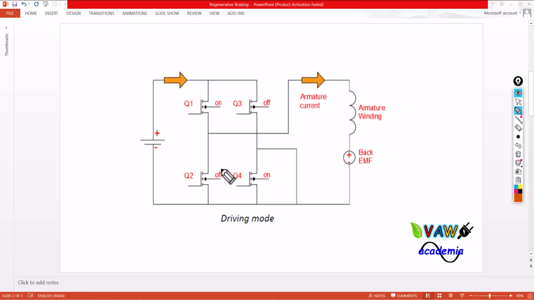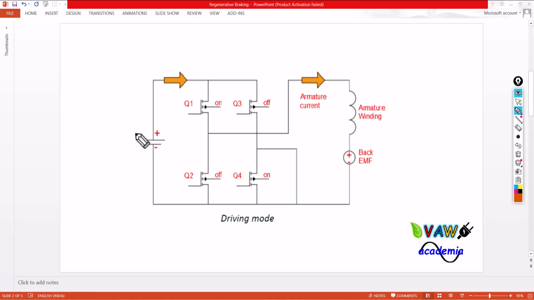This circuit consists of 4 switches Q1, Q2, Q3 and Q4. They are power electronic switches; you can use either IGBT or MOSFET. During normal driving mode, that means whenever the driver applies the acceleration, the switches Q1 and Q4 are in on state, whereas Q3 and Q2 are in off state. At this time, this is the flow of current in the circuit.